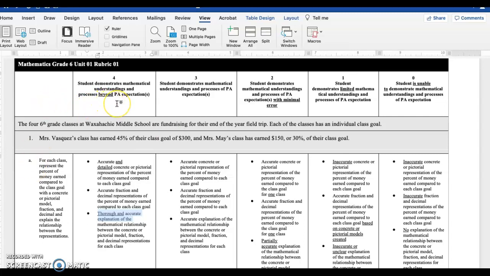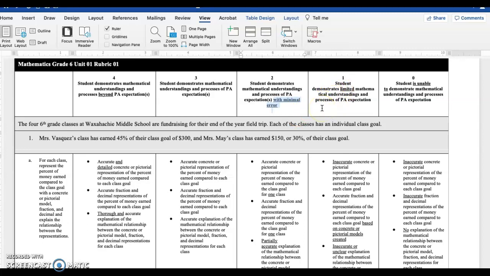So what a 4 looks like, and the word beyond. So to get a 4, you have to go beyond what the PA asks and give more information. A 3 very well explains all of the questions, and it's extremely accurate. A 2, they get the answers right, but their explanations are weaker. And here for a 1, the work is wrong.